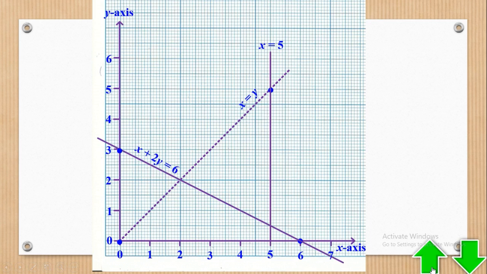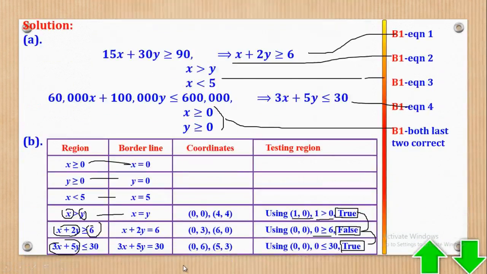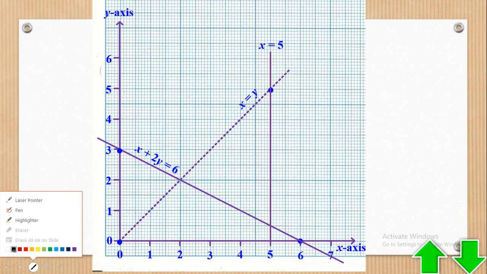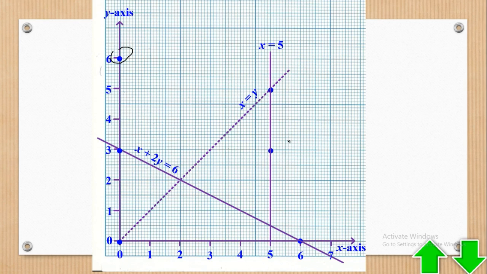So lastly we shall draw this 3x plus 5y equal to 30. So we need the points of 0, 6 and 5, 3. So we shall come here and plot those 2 points. One is that 0, 6, another one is 5, 3. So we have to draw a line through these 2 points, straight line. It has to be straight. So let's do that. And we also have to label.